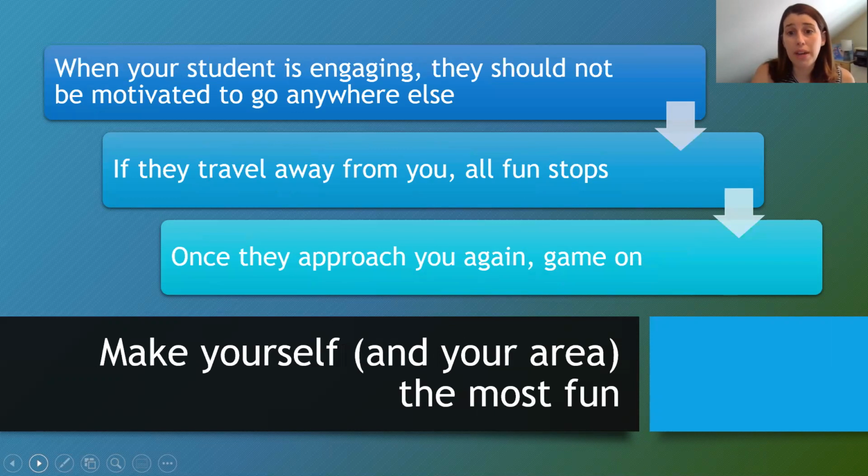You want to make yourself and your area the most fun place to be in the classroom or wherever you are. So when your student is engaged, they should not be motivated to go anywhere else. If they do travel away from you, you want to make sure that all the fun you're providing in your area stops. And once they approach again, you continue that game on activity, really having fun and engaging with them.